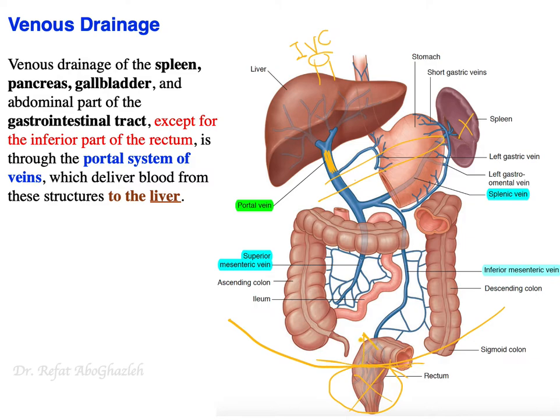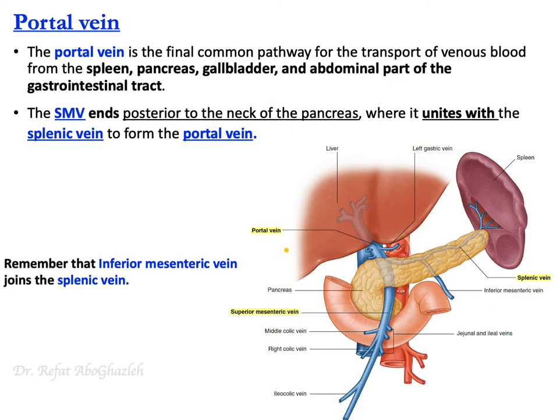So the abdominal part of the GI tract, because this is a pelvic part, would be drained into the portal vein. This is the portal vein. We call it the portal system of veins that delivers the blood to the liver. Now, it's good to know how the portal vein is formed. Mainly it's the final pathway of the blood from the GI structures, spleen, pancreas, gallbladder, and abdominal part of the gastrointestinal tract.